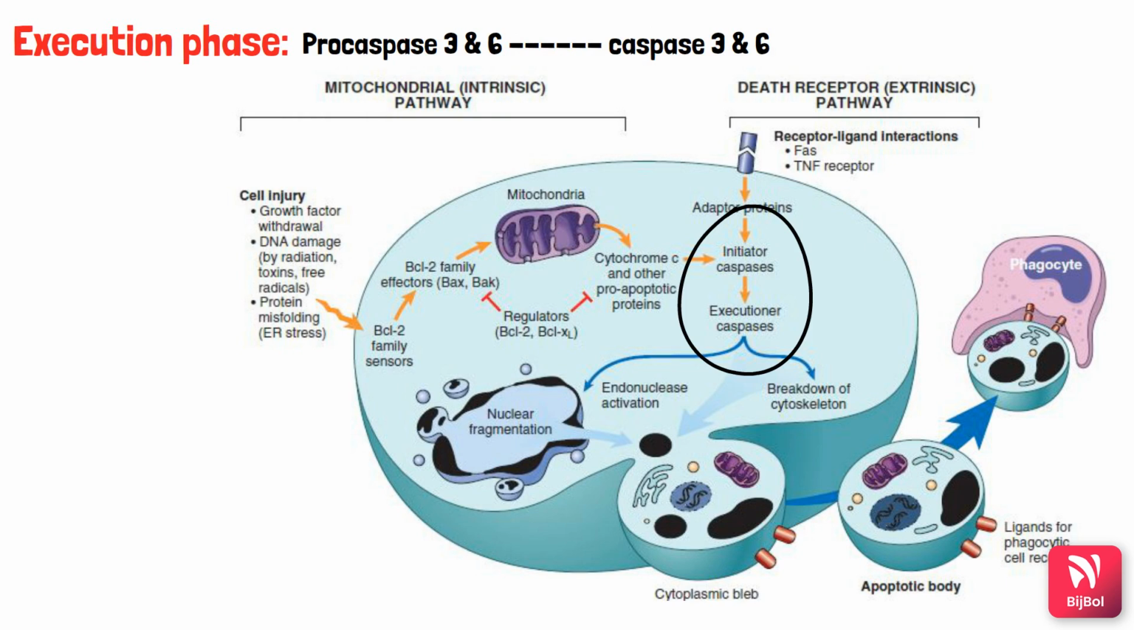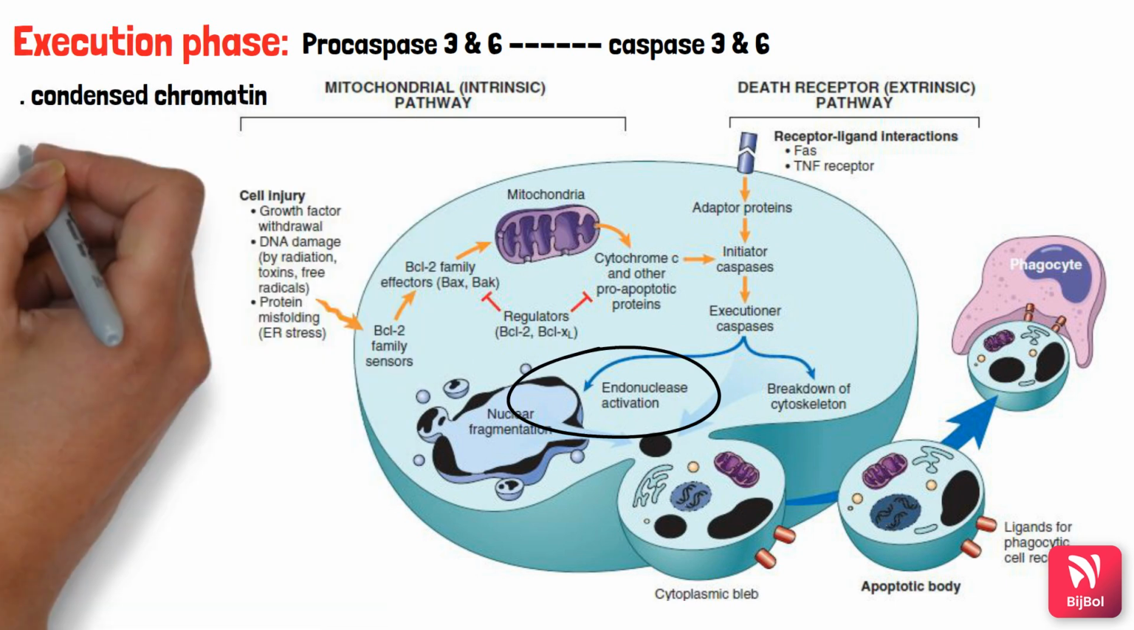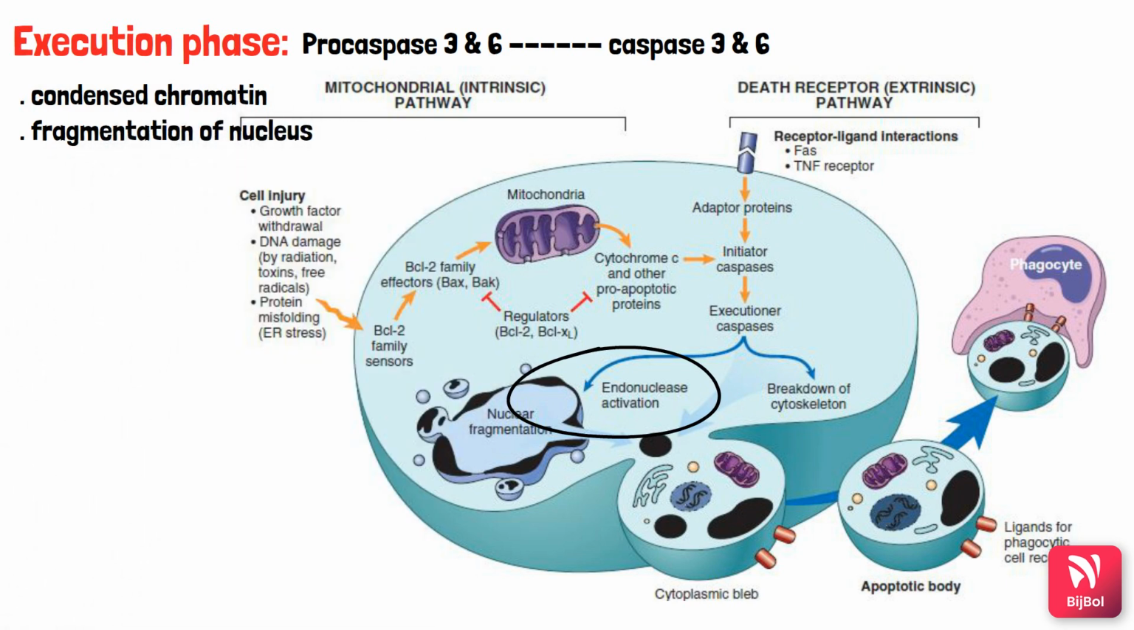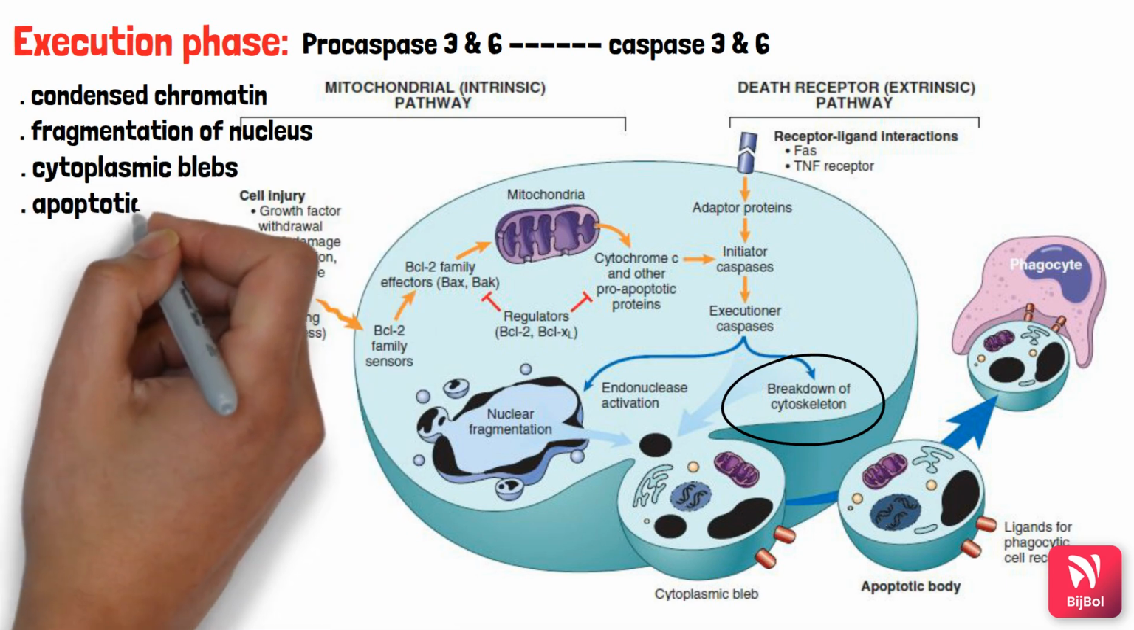What these executioner caspases do is they help bring about changes in the cell, that is, changes in the nucleus as well as in the cell. They cause endonuclease activation, which results in changes in the nucleus by forming condensed chromatin, and sometimes it can also result in fragmentation of the nucleus. The second mechanism is that it breaks down the cytoskeleton. Whenever the cytoskeleton of the cell is broken down, the cell loses its shape and starts to form cytoplasmic blebbing, and it breaks down and forms apoptotic bodies.